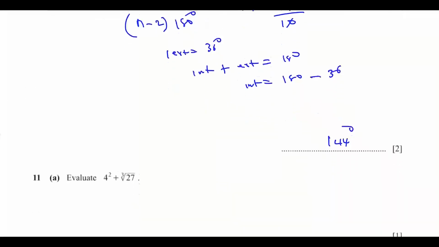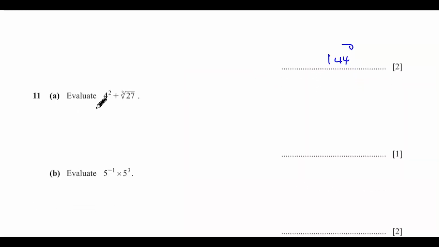Then question 11, okay, part A, evaluate this. So we have 4 to the power of 2, which is the same as 16, plus the cube root of 27, which is a number you multiply by itself 3 times, and that gives 27. It will be 3 by 3 by 3, so the answer is 3. So the final answer here is 19.